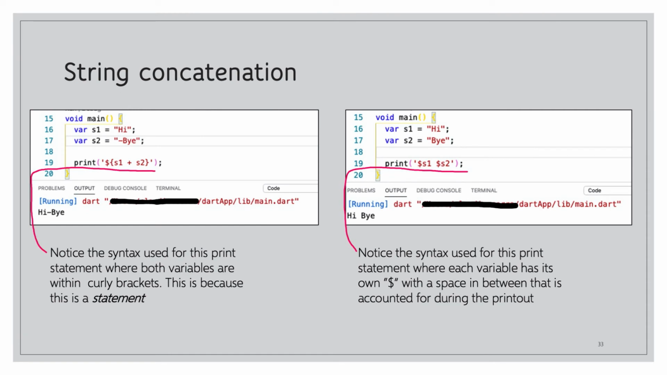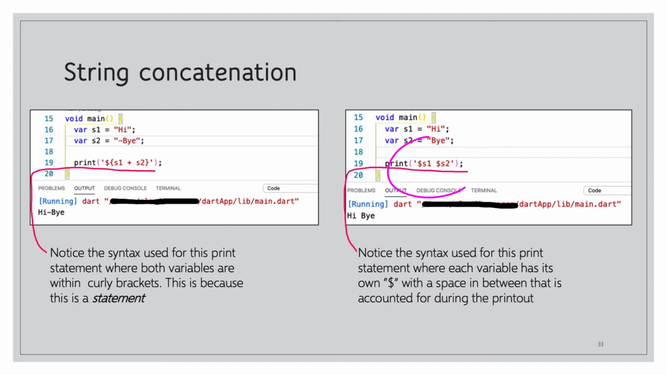When we concatenate something together, we link things together in a chain or a series. So all programming languages that I'm aware of have the ability to do that. So notice the syntax used for this print statement on the left-hand side here. Both variables are within curly brackets. This is because this is a statement. I'm adding one thing to another, so I need the curly brackets to encapsulate the statement.